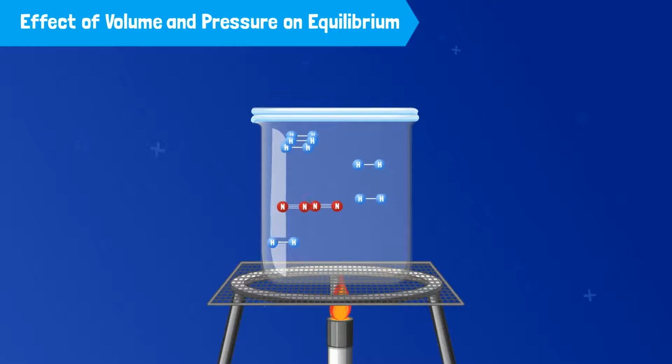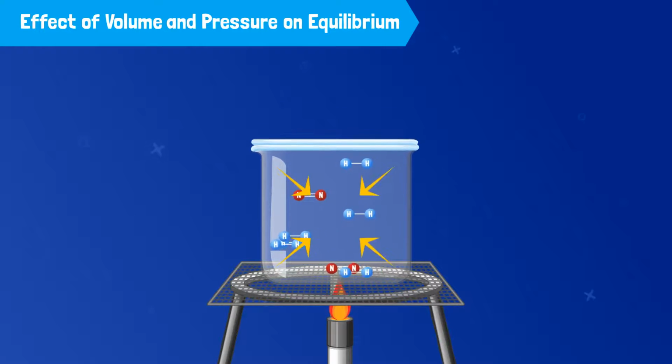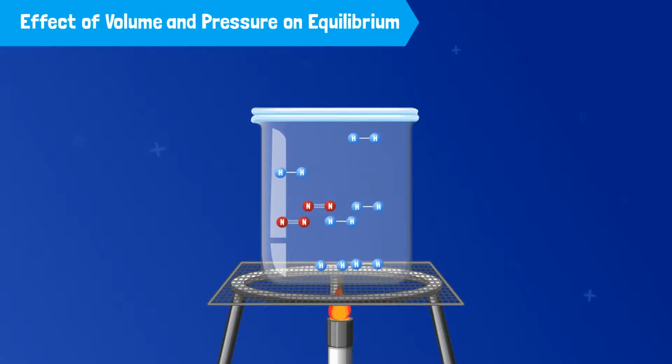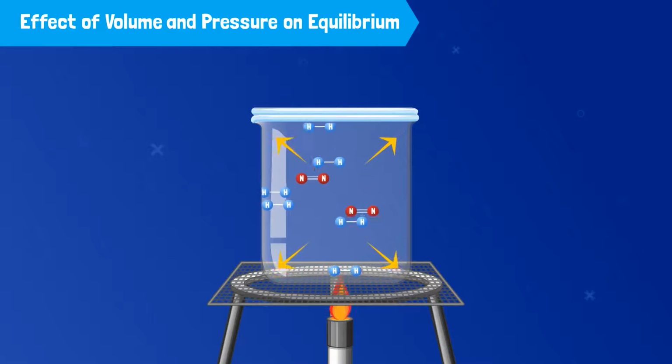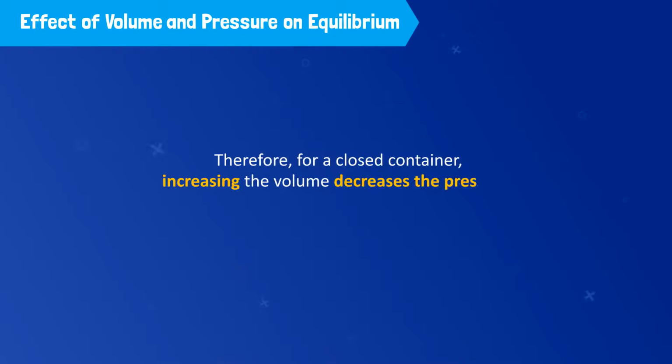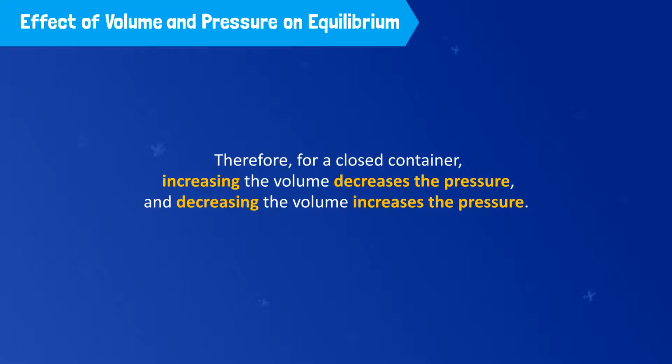In a closed container, we can also change the pressure by varying the volume of the reaction vessel and keeping the temperature constant. When the volume of the container is reduced, molecules collide with each other and the walls of the reaction vessel. This increases the pressure. Conversely, increasing the volume of a closed container at a constant temperature reduces the pressure of the system. Therefore, for a closed container, increasing the volume decreases the pressure, and decreasing the volume increases the pressure.